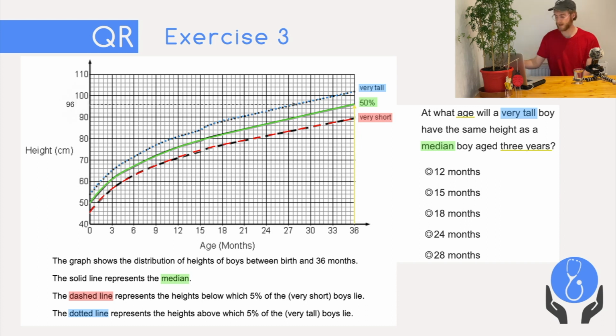And then take that back across to see where the 95th percentile line, the blue line, would reach 96 centimeters, which we find around 28 months. Obviously, that means that answer E is the correct answer.